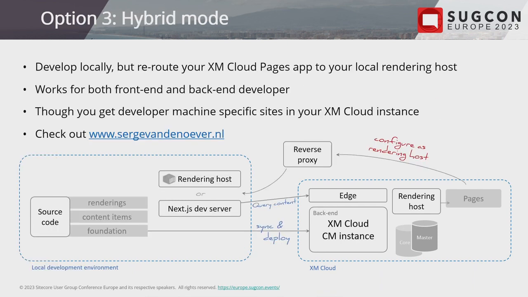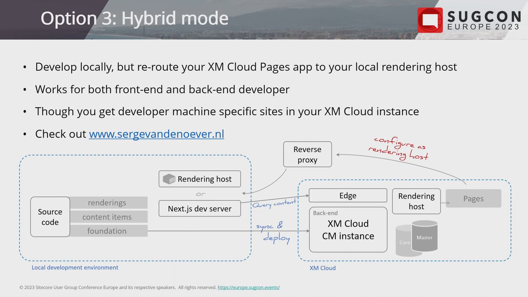And the third option is hybrid mode, and there are multiple ways of doing this. Serge van den Oever has a nice blog post on it, be sure to check it out. What you can do is develop locally and configure what's called the external editing host in Pages, pointing towards a reverse proxy. So you can actually use your local renderings to update things in XM Cloud.